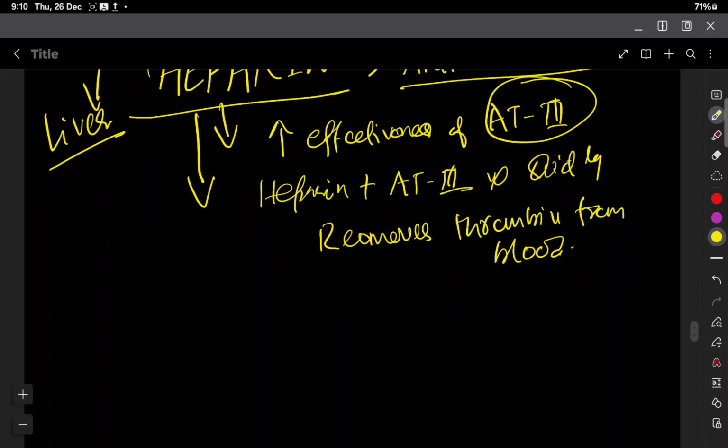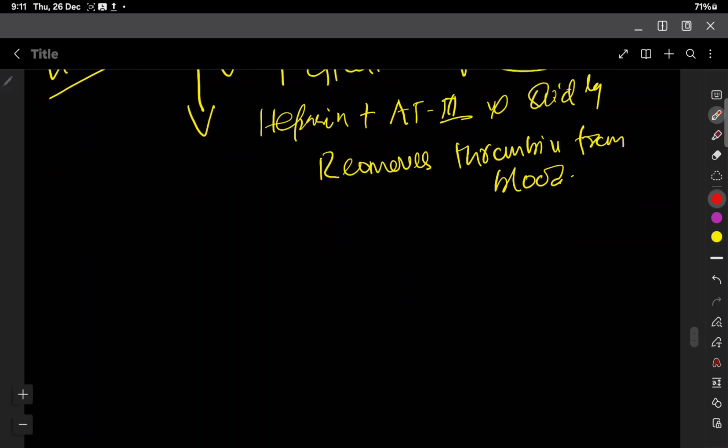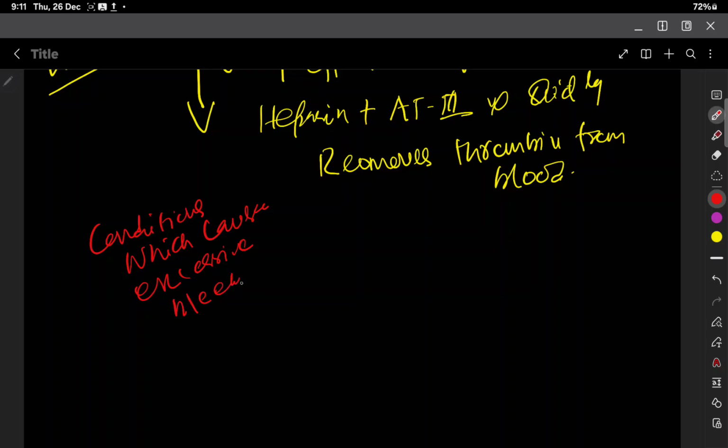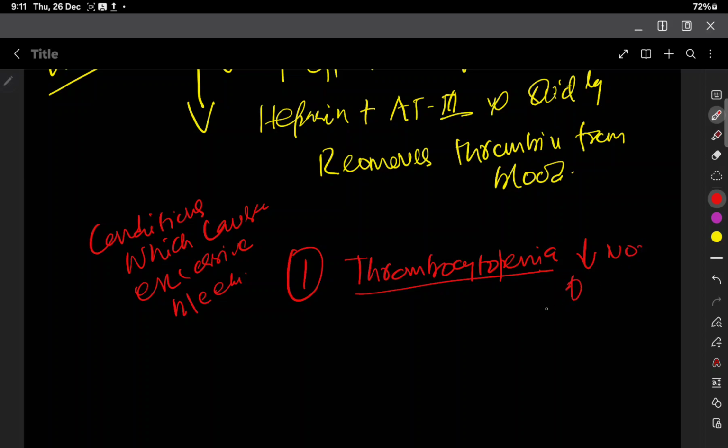Now there are some conditions. This was about the heparin, how it plays a role in our body. Now there are some conditions that can cause excessive bleeding. So the first condition which causes excessive bleeding is thrombocytopenia. Thrombocytopenia means decreased number of platelets in our blood. This will cause excessive bleeding because there will be fewer platelets to form the platelet plug.